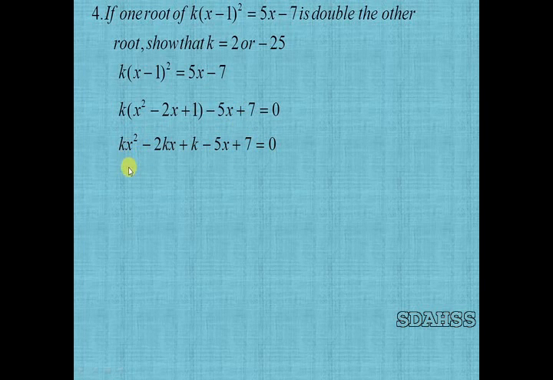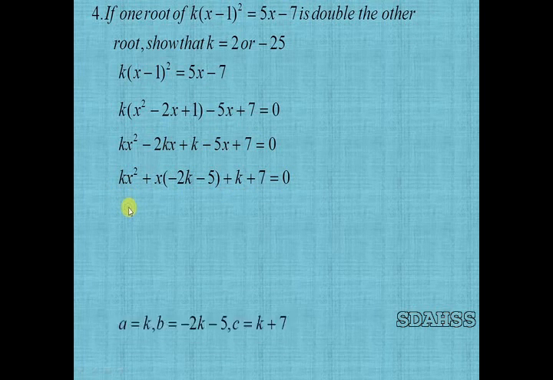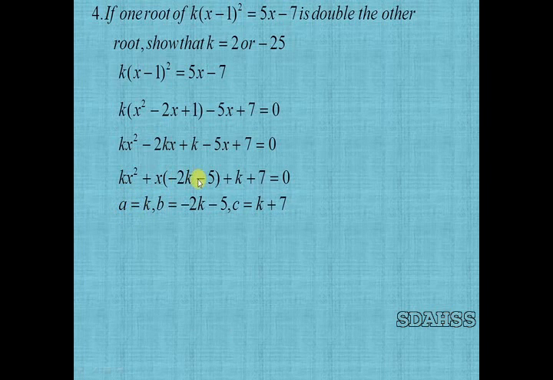Keep the first term kx square as it is. Now combine minus 2kx minus 5x. x is common, so take it outside, so it can be written as x into (minus 2k minus 5). Combine the constant terms: k plus 7 is equal to 0. Now this is the form of ax square plus bx plus c is equal to 0. So a is equal to k, b is equal to minus 2k minus 5, c is equal to k plus 7.